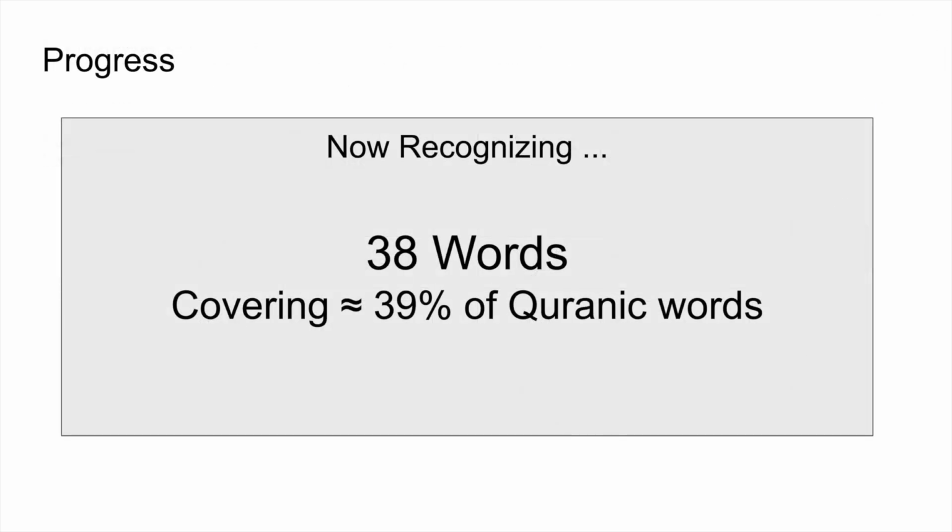You are now recognizing 38 words. Together, they cover about 39% of Quranic words. This progress comes from repeated exposure, not memorization. In this lesson, you also learned the key endings of the past tense, showing who did the action. You are beginning to see how meaning appears through form, naturally and gradually. We will continue building on this in the next lesson.